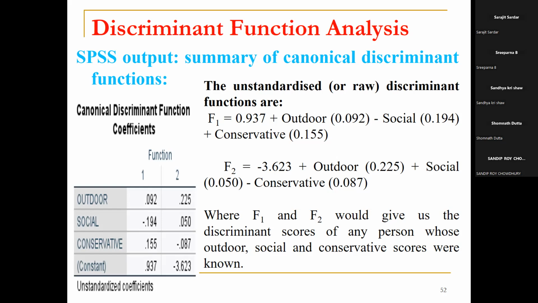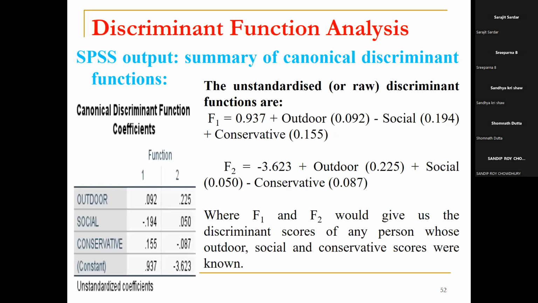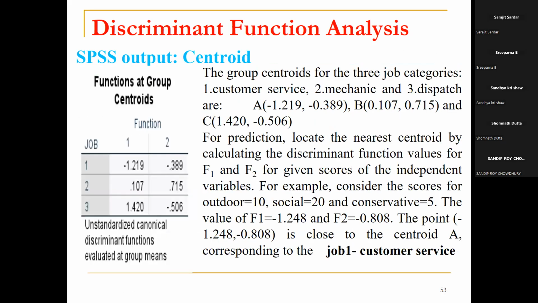So how do I find this out? Suppose I take two functions, with three values A, B and C: the first, second and third independent variables. A is for outdoor, B for social, C for conservative. I can put these values into the equation. I will get the F1 score as minus 1.248, and the F2 score as minus 0.088.